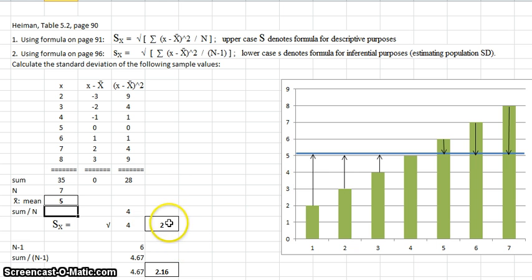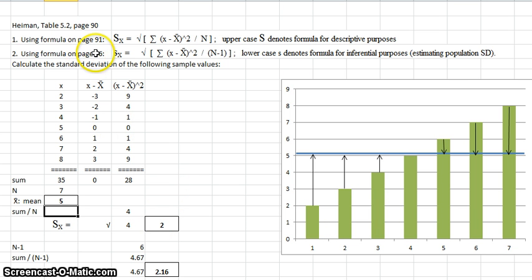And while this is the end of the answer on page 91, Heiman does give us 2 different formulas for standard deviation, and they differ in that one is a capital S and has a denominator of n, and one is a lowercase s and has a denominator of n minus 1. The one we just did was the capital S with a denominator of n, and that's the sample standard deviation we use for descriptive purposes to describe the data.